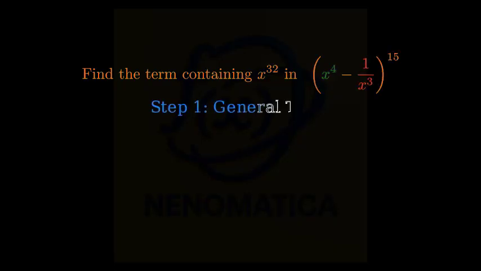Step 1. Write the general term of the binomial expansion. For (a plus b) to the power n, the general term is t sub k plus 1 equals n choose k, a to the power n minus k, b to the power k. Here, a is x to the 4, b is negative 1 over x cubed, and n is 15.